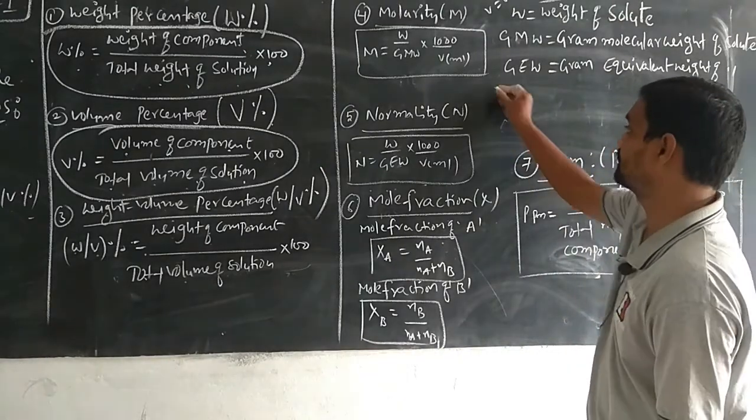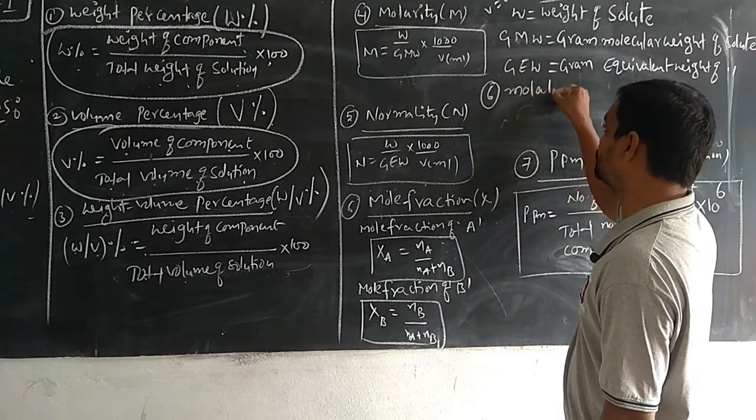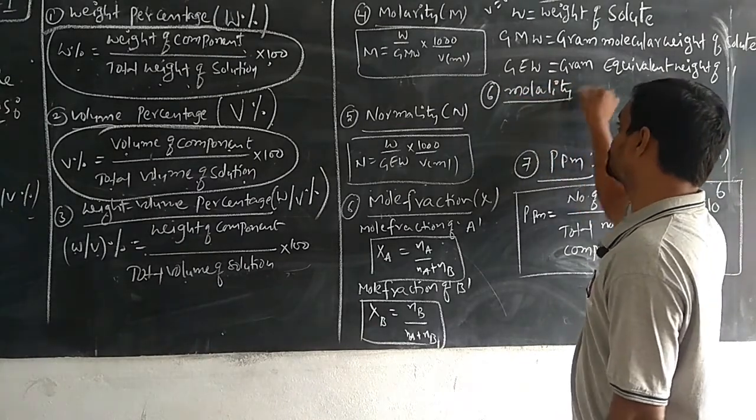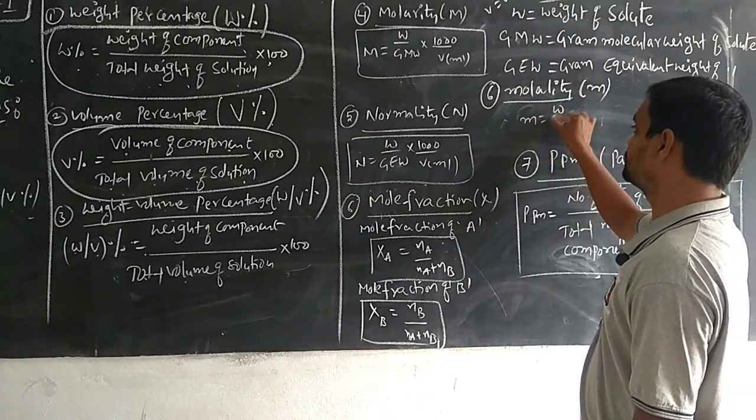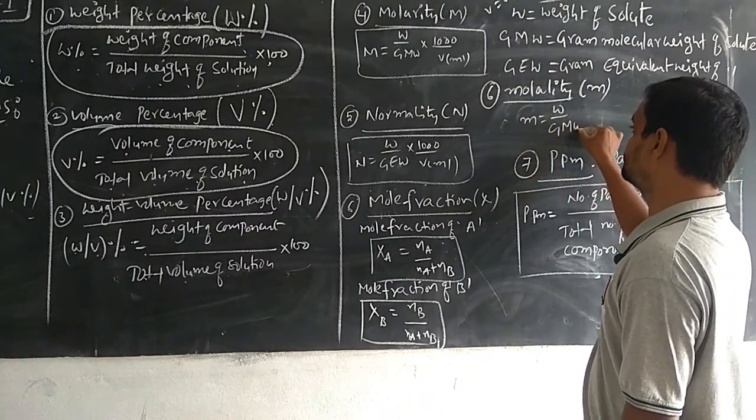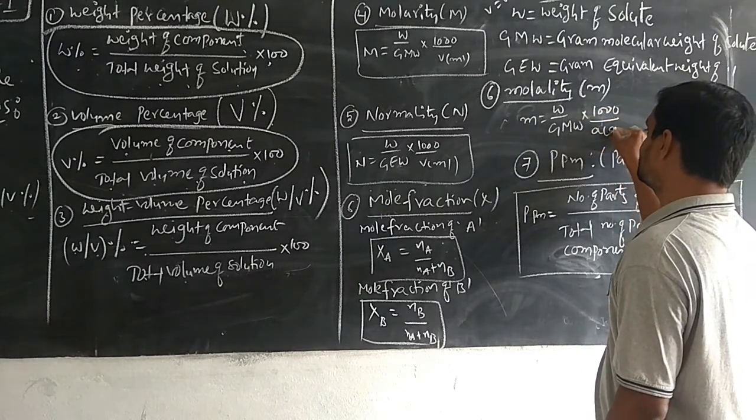And another method is the molality. This molality is indicated with the small m. m is equal to W by GMW into 1000 by A in grams.